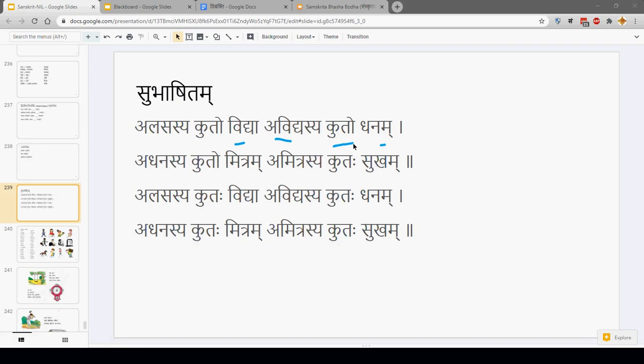Avidyasya kutah dhanam. Avidya means one who doesn't have knowledge. Where is the dhanam? Dhanam is money or wealth. And adhanasya kutah mitram. One who has no money, for that person, where are the friends? So obviously friends come only to one who has money. Amitrasya kutah sukham. For a friendless person, sukham nasti, kutah sukham. Where is the happiness? This is one of the Subhashitas.